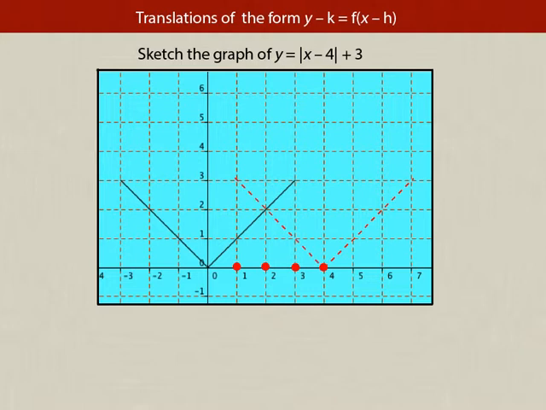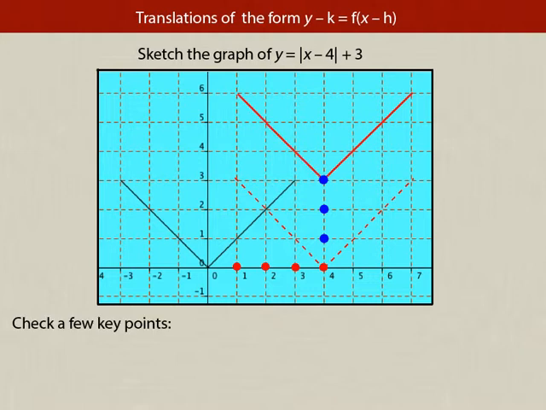Now we have to apply a vertical translation of 3 units up. So 1, 2, 3, and we'll just redraw the graph. Here's the right side, and then the left side.